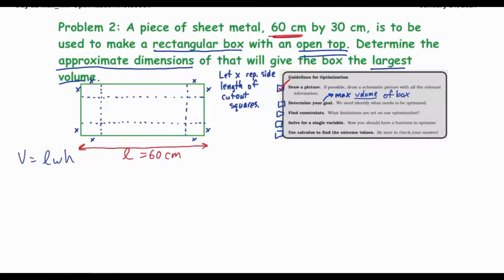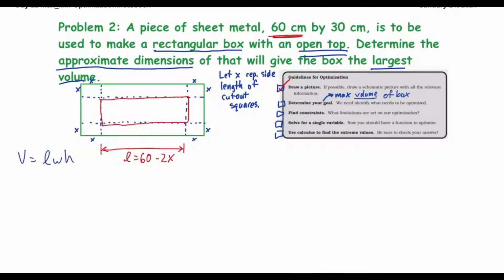Or that's my original length. But we have to be careful. When I actually fold my box, the base of the box is going to be here. These are going to be the outside dimensions of my box. So it's not going to be 60 centimeters anymore. We're going to be subtracting 2 of our cutout squares. So my length is going to be equal to 60 minus 2x.